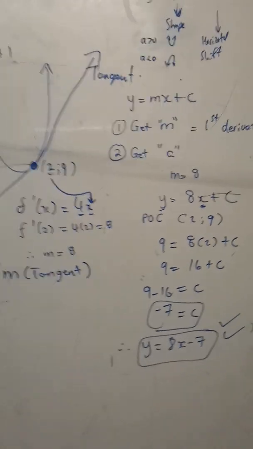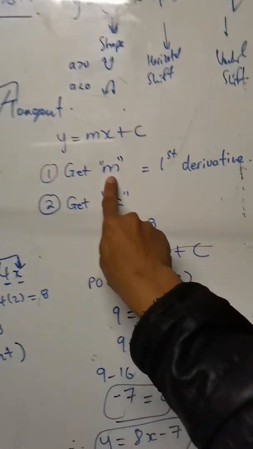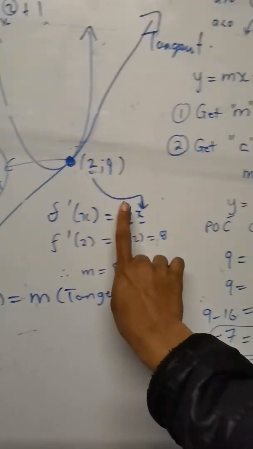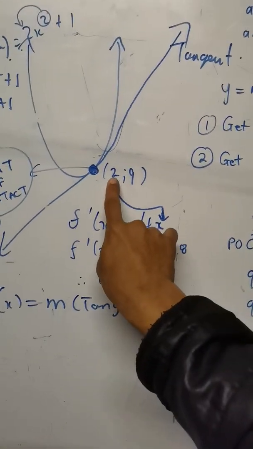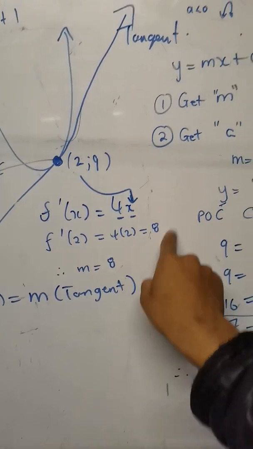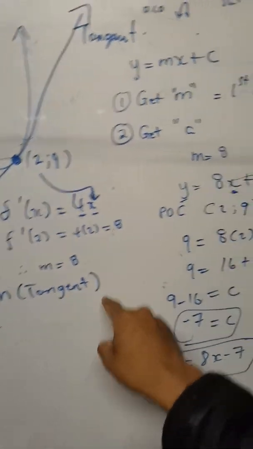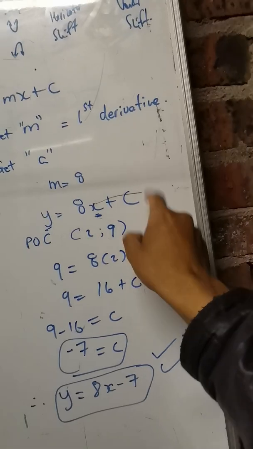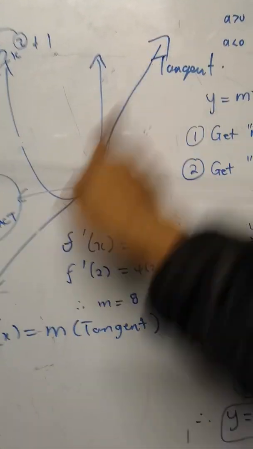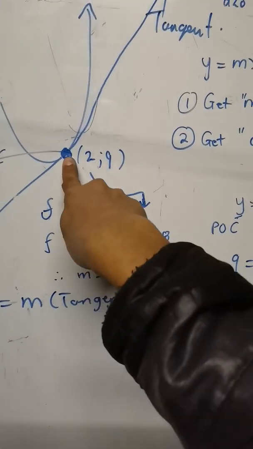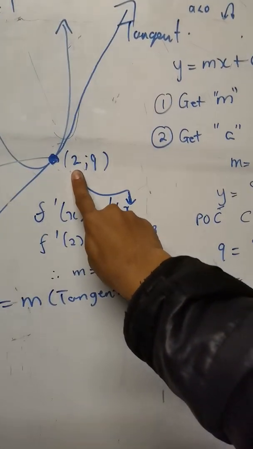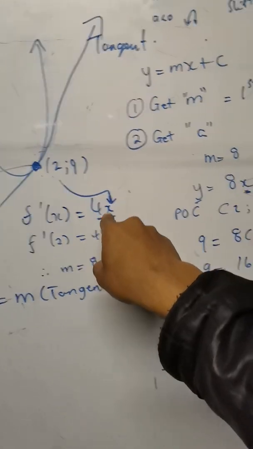So step number 1 is that you first get your gradient. Your gradient is equal to the first derivative. You get the first derivative and you substitute the x value of the point of contact into the first derivative to get the answer 8, which is the gradient. So y is equal to 8x plus c. Then to get c, you substitute any point that lies on the tangent, and that was the point of contact, which we got as (2, 9).